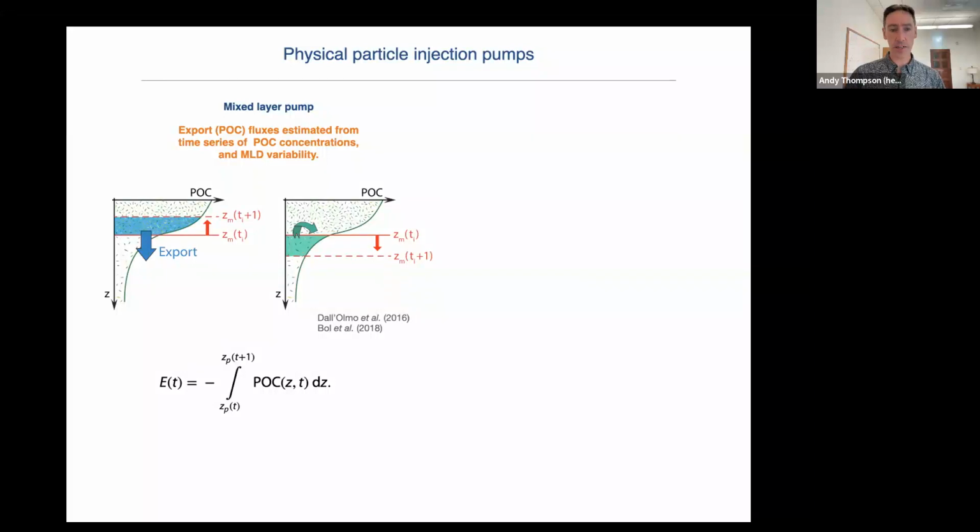And following the relationships in the Dall'Olmo and Boss papers, we have a relatively simple expression here for that export flux, which involves the integral of POC over the time rate of change of that mixed layer depth. Now, that mixed layer depth can vary over a range of timescales, and I'll talk a little bit about that later on. Typically, this has been calculated on seasonal timescales. We're going to look at it at a slightly higher frequency.